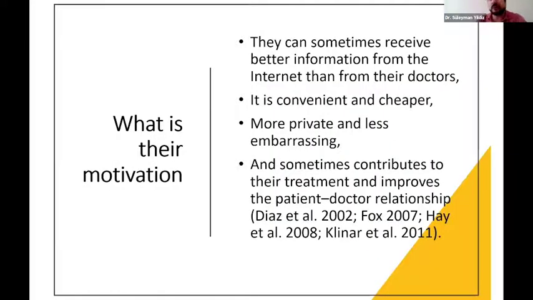So what is their motivation? The motivations behind e-patients seeking information online include the fact that they sometimes receive better information from the internet than from their doctors. It is convenient and cheaper, more private and less embarrassing, contributes to their treatment, and improves the patient-doctor relationship.